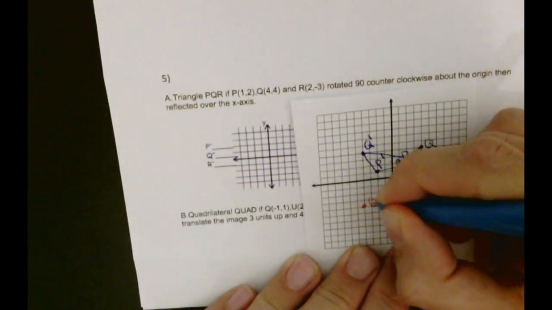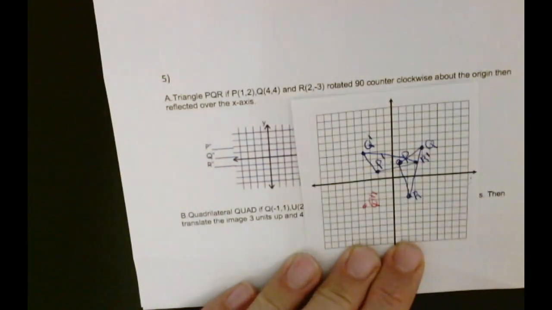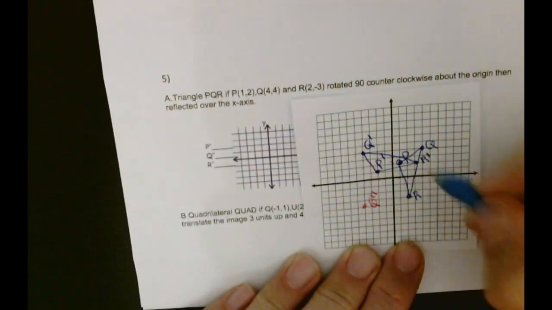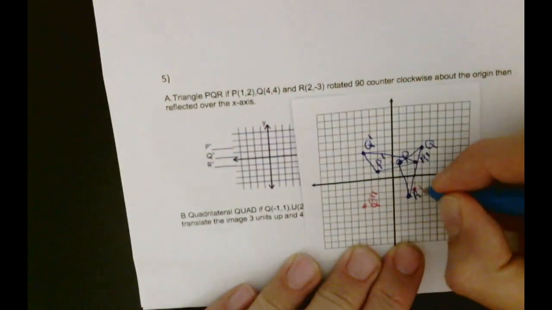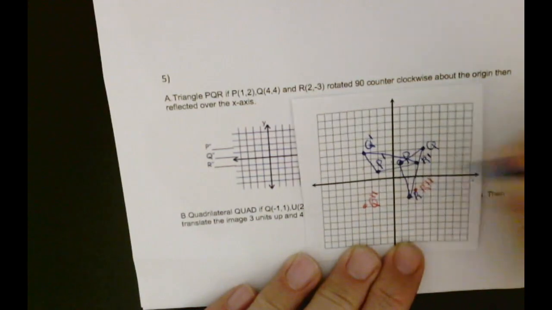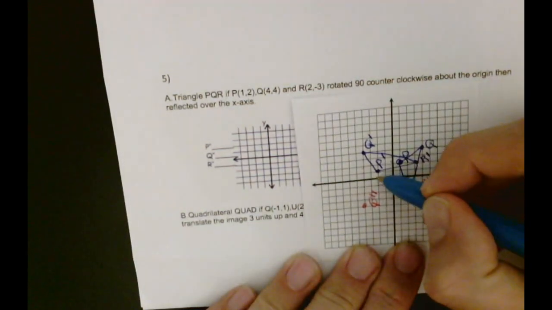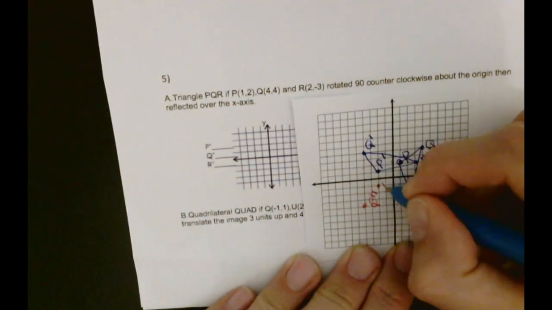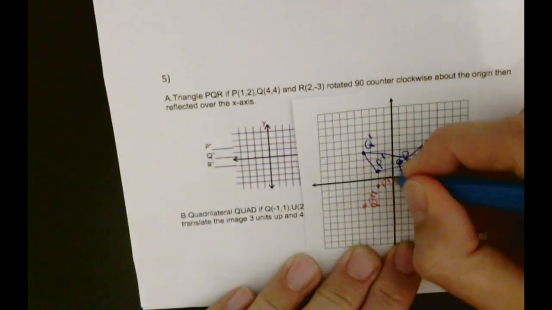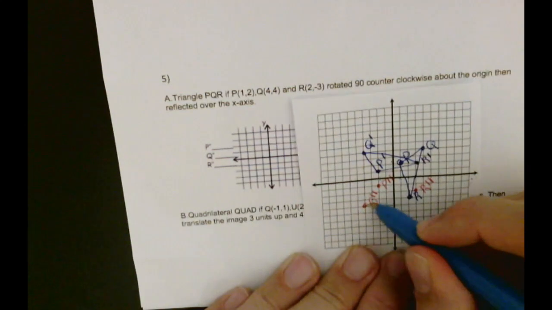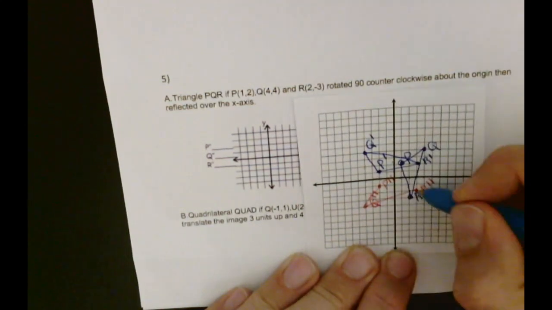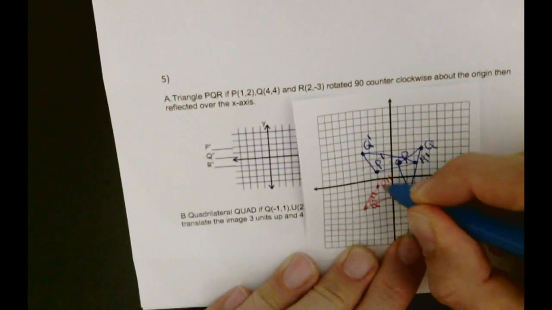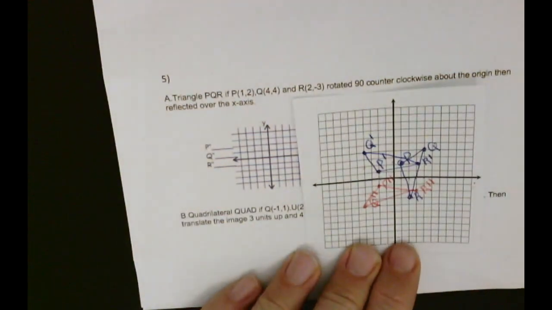So we have Q with 2 dashes above it. Do the same thing for R. 1, 2, 1, 2. We're nearly back where we started with R. Lastly, I'll do P, which is 1 and then 1, and put 2 dashes above it. And I'll connect my dots to form the new triangle.